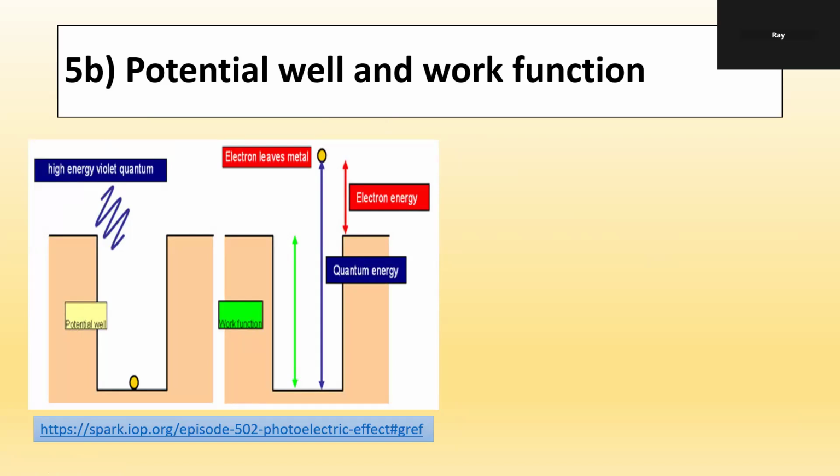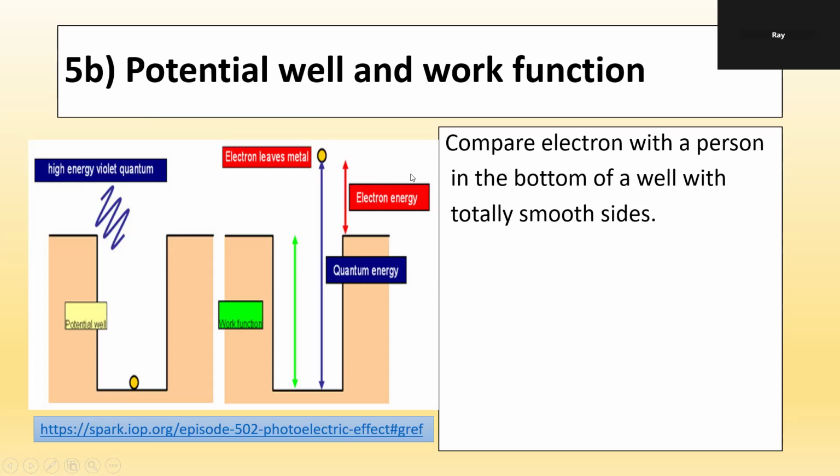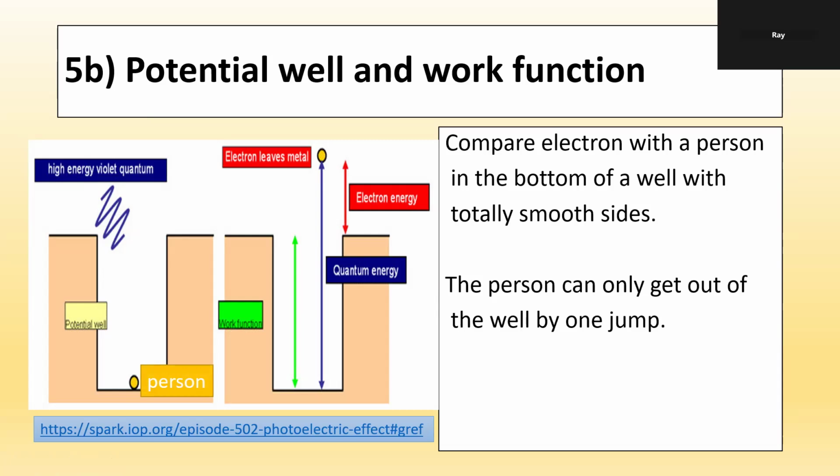If the energy is provided by electromagnetic radiation, like this blue line, more than the work function, then the rest of the energy will escape as electron energy. Compare the electron with a person at the bottom of a well with totally smooth sides. The person can only get out of the well by one jump. They cannot jump halfway up and then jump again. Electron at the bottom of the potential well must be given enough energy to escape in one jump. The energy is the work function for the material.